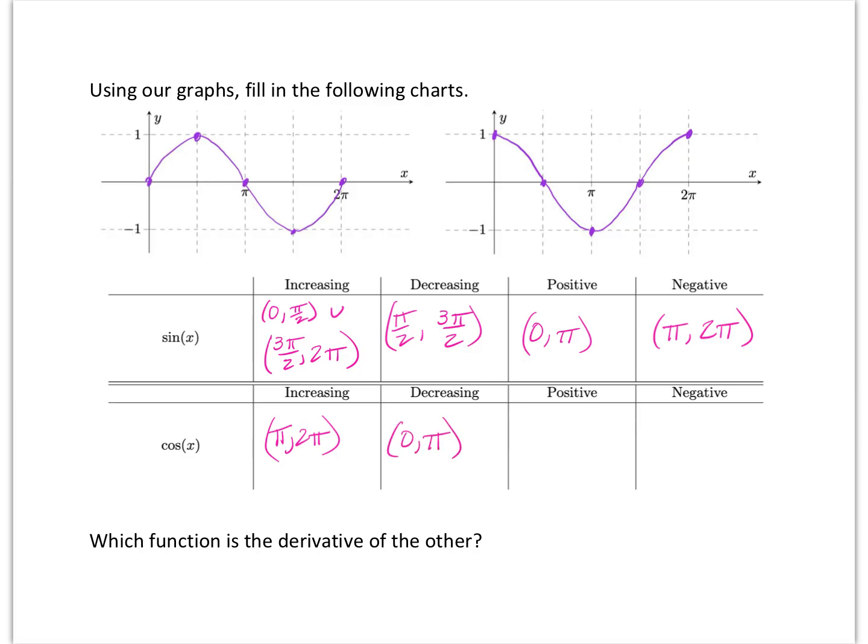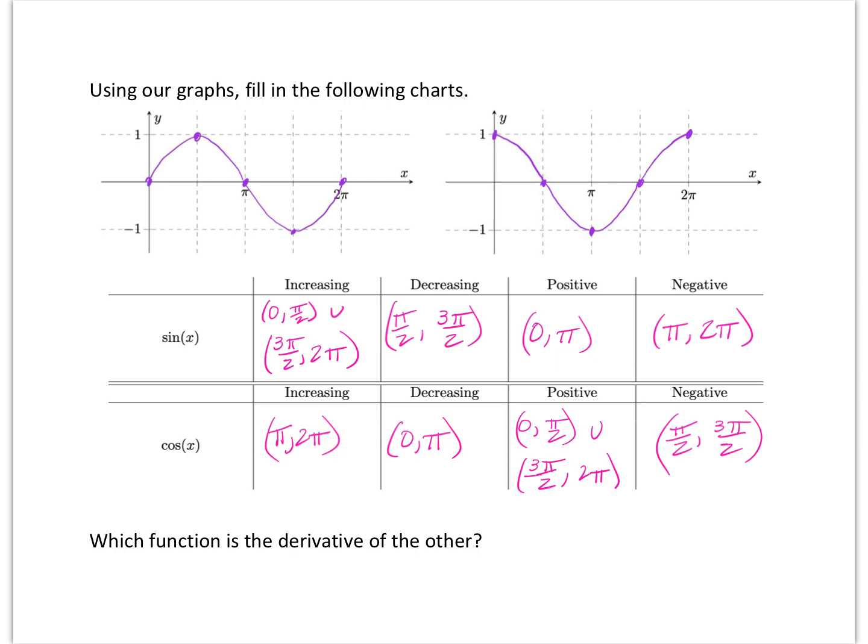And where are we positive? Where are we negative? So we're negative here to here, right? This little chunk is below the x-axis, pi over 2 to 3 pi over 2. So there's my negative portion. And then I'm positive from 0 to pi over 2 and from 3 pi over 2 to 2 pi. So positive from 0 to pi over 2. And again from 3 pi over 2 to 2 pi.